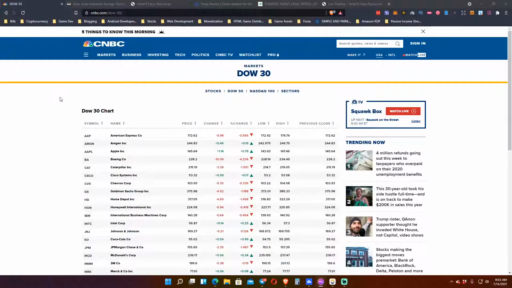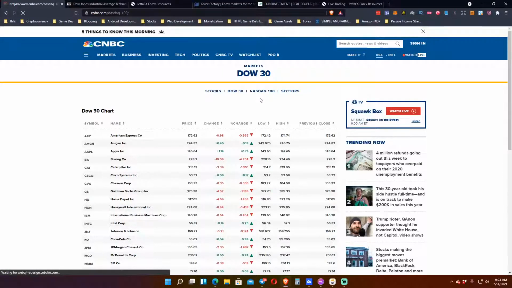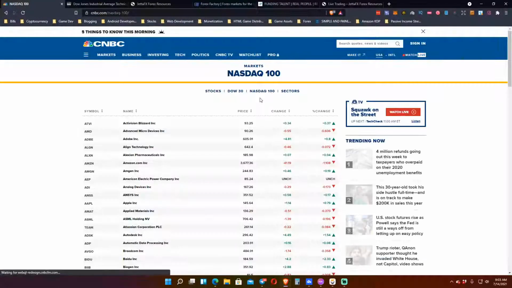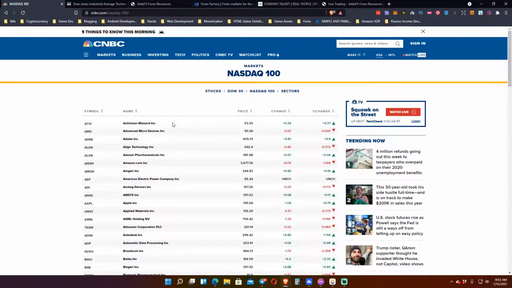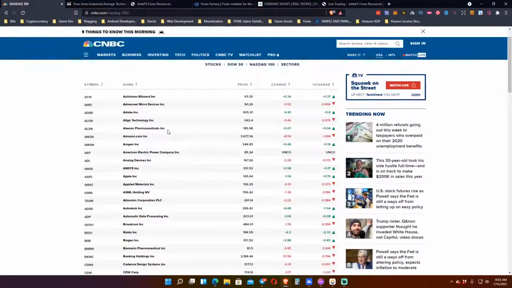Every now and then, I might trade the Nas 100, and as you can see, it has the top 100 companies. But some of the companies that are in the Dow 30 are also in the Nasdaq 100 as well.